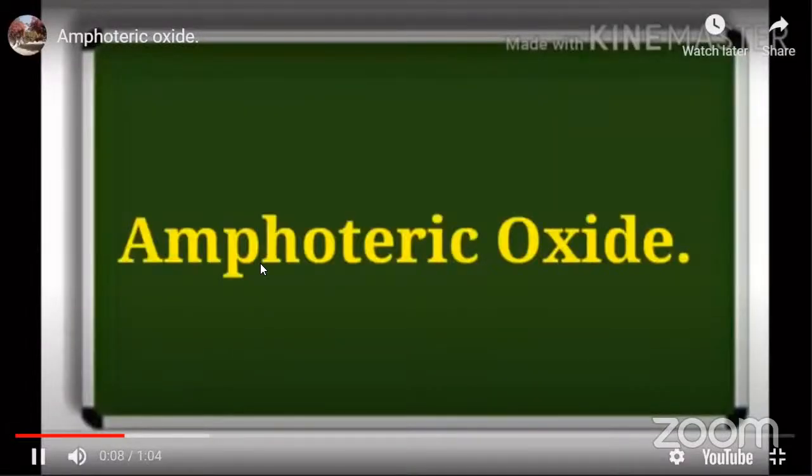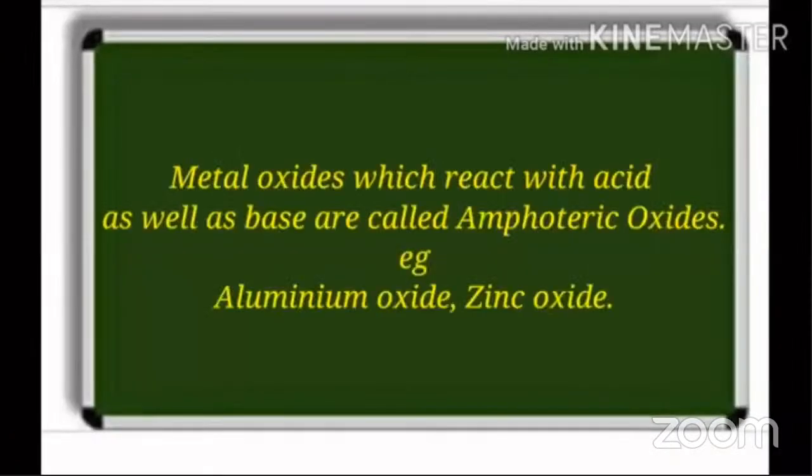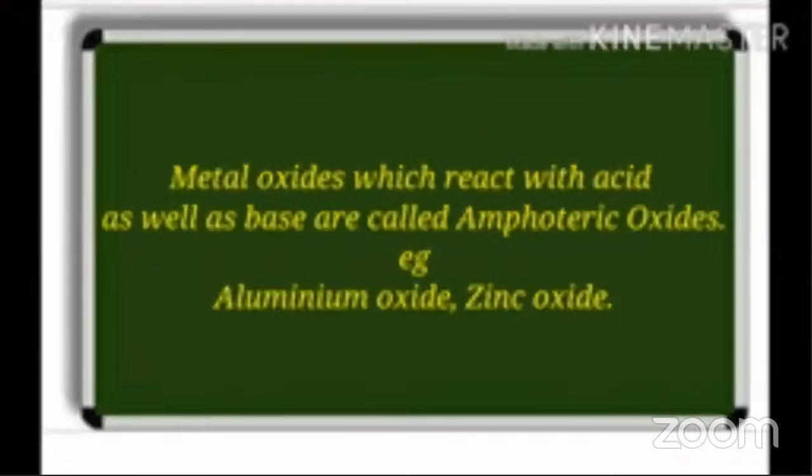Amphoteric oxide. Metal oxides which react with acid as well as base are called amphoteric oxides. Examples are aluminum oxide and zinc oxide.